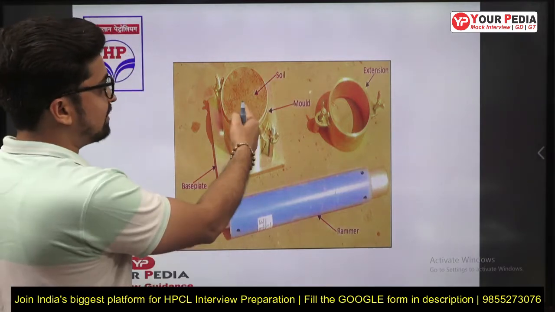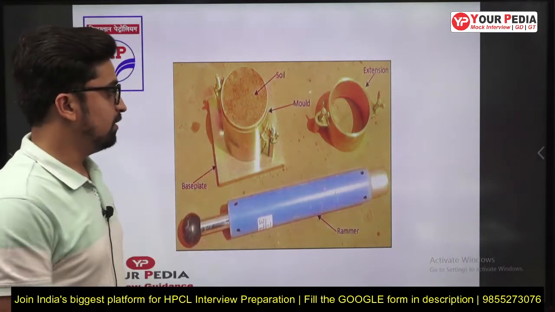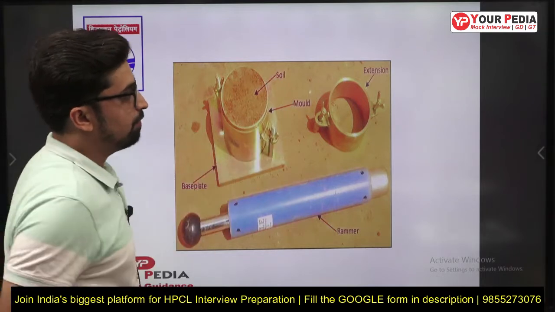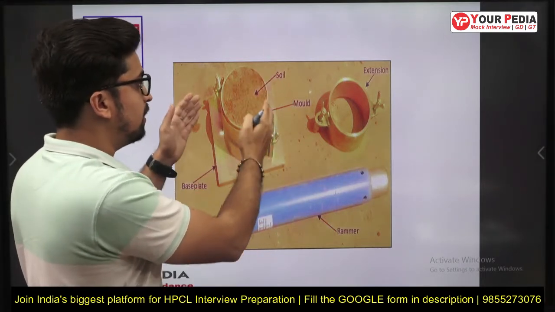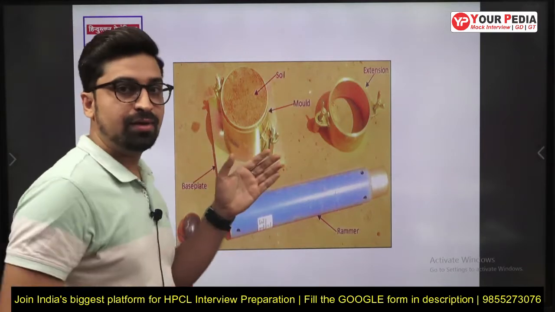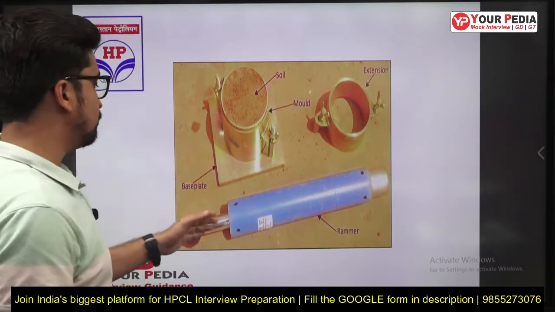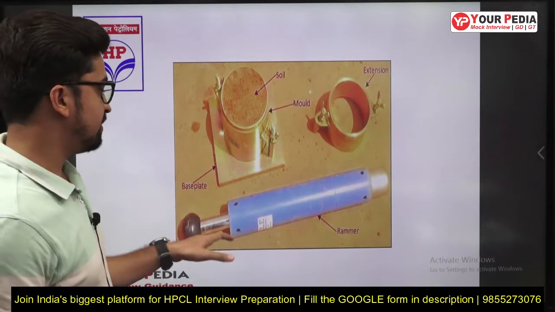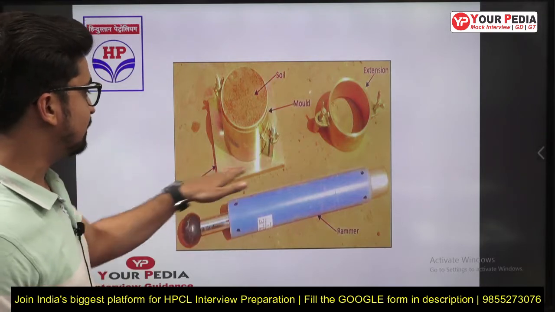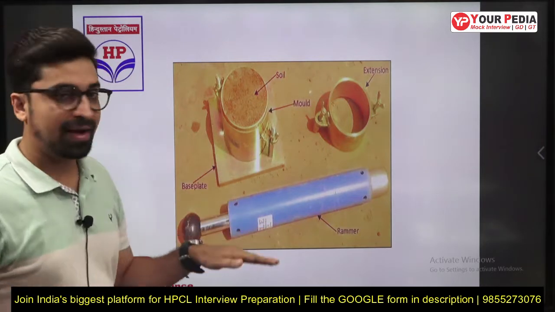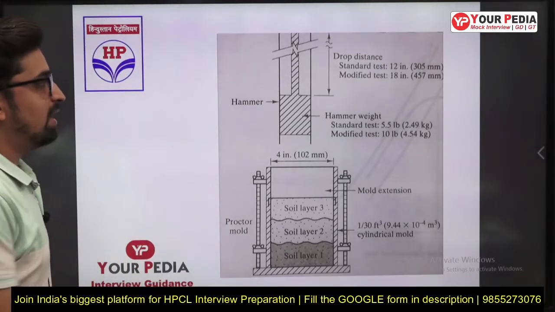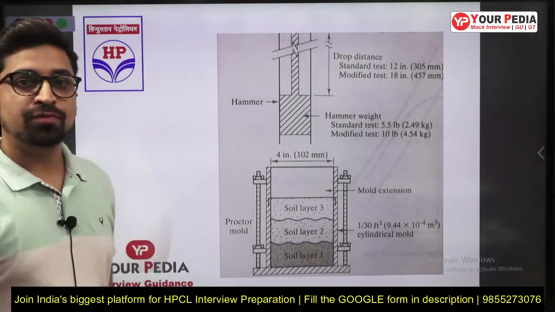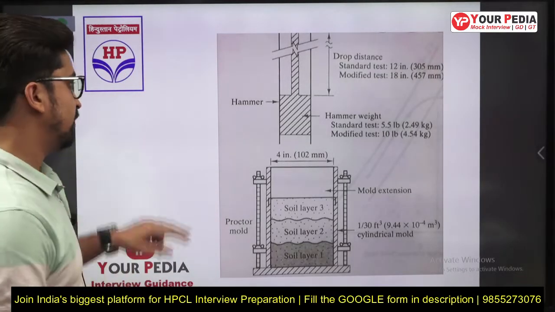There is a soil sample, as you can see, inside the mold. We put a collar above it and then fill it with soil. Then we use the hammer, which is a rammer. Here's the rammer, and the mold is laid on a base plate. Here are a few dimensions of the tools we use in the test.